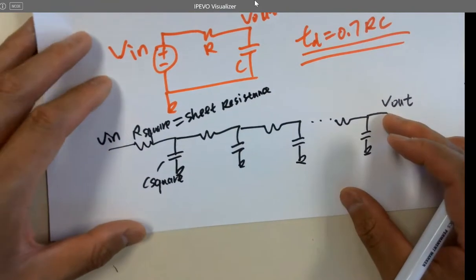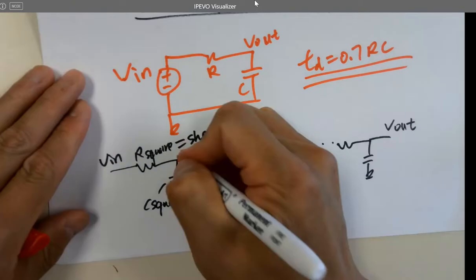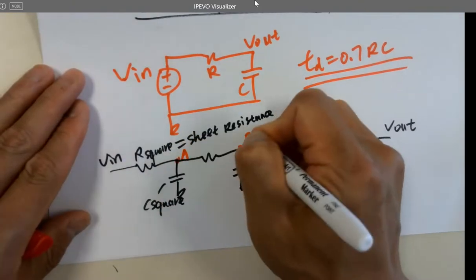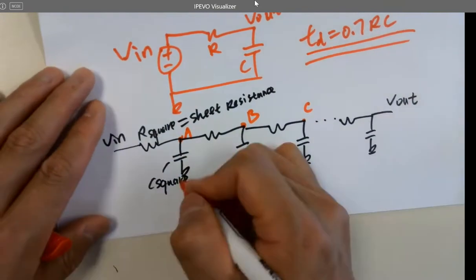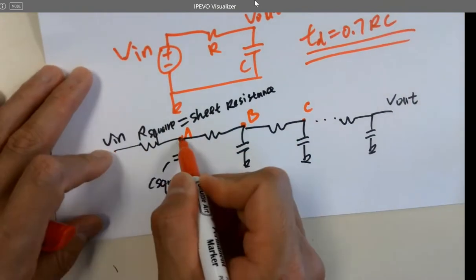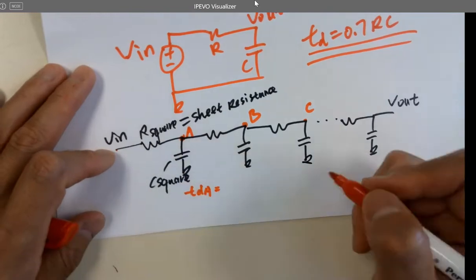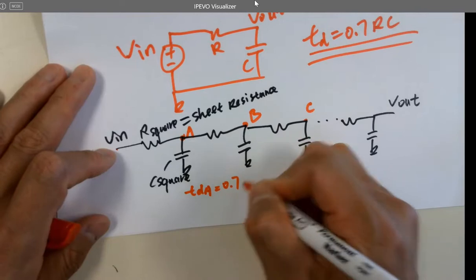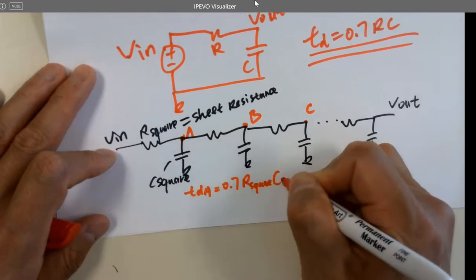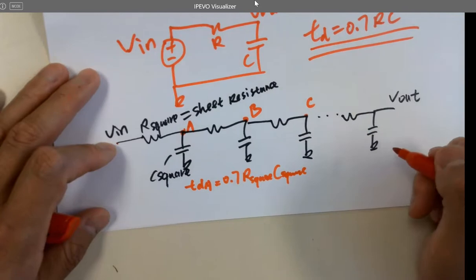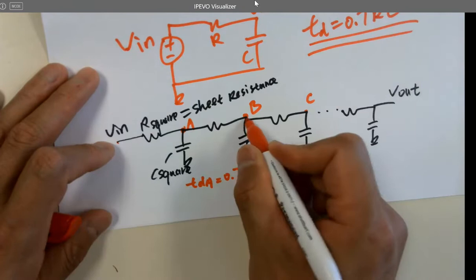Okay, and you label these nodes as A, B, C, like that. So TDA, the delay from here to here, becomes what? Yeah, R square C square. What about TDB, from here to here? What's the time delay?